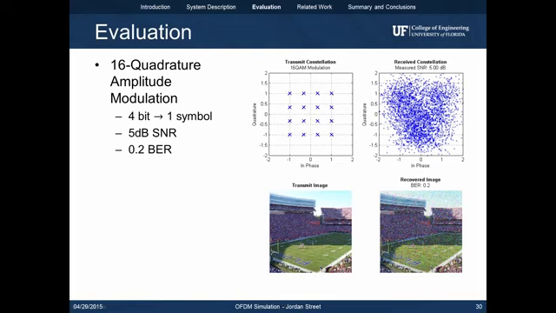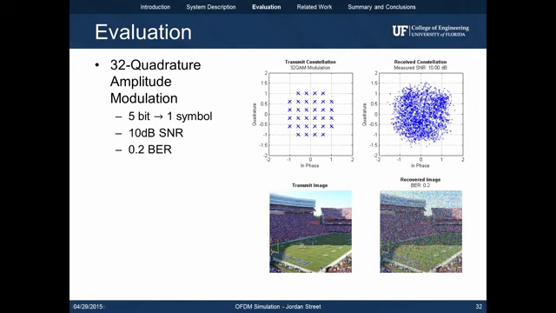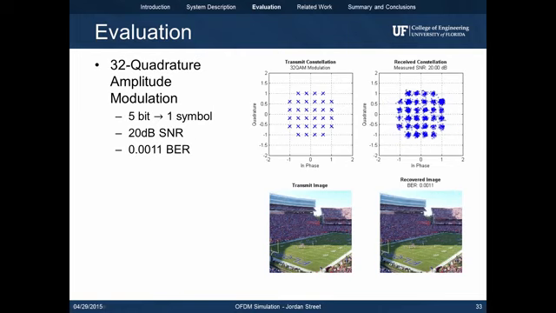As we move to higher order modulation schemes, the pattern continues. For a fixed SNR, the higher order modulation has a larger BER. You can see this manifest itself in the transmitted and received images. These next charts demonstrate 16, 32, and 64 quadrature amplitude modulation. As the modulation order increases, the constellation becomes more dense and a higher SNR is needed to preserve the bit error rates.